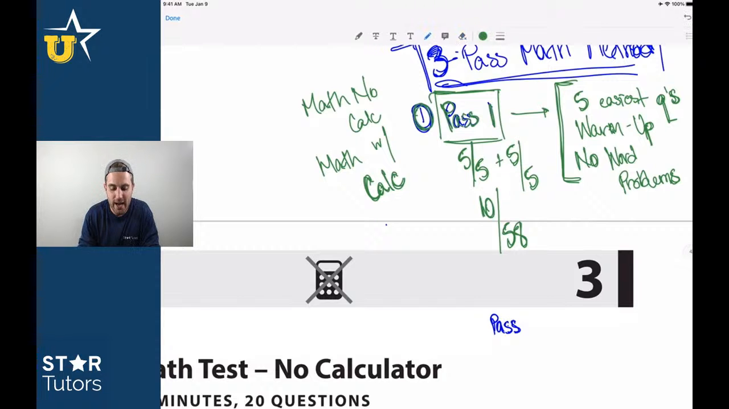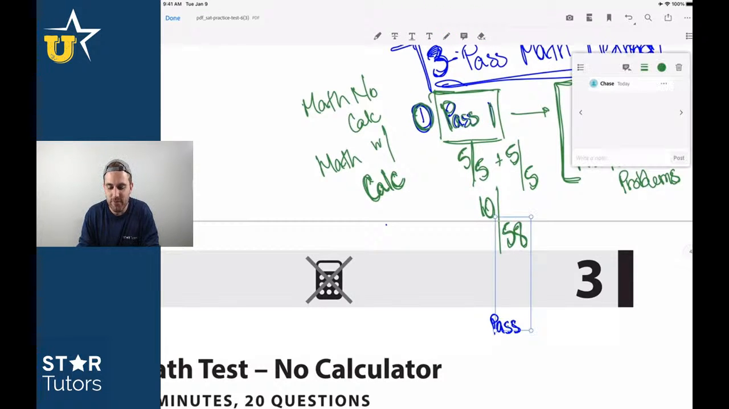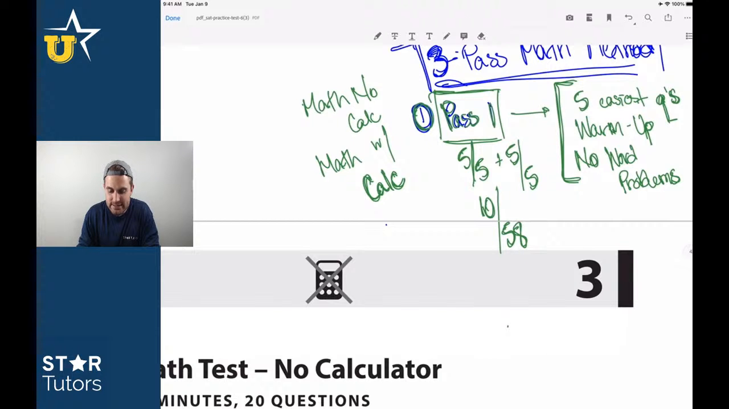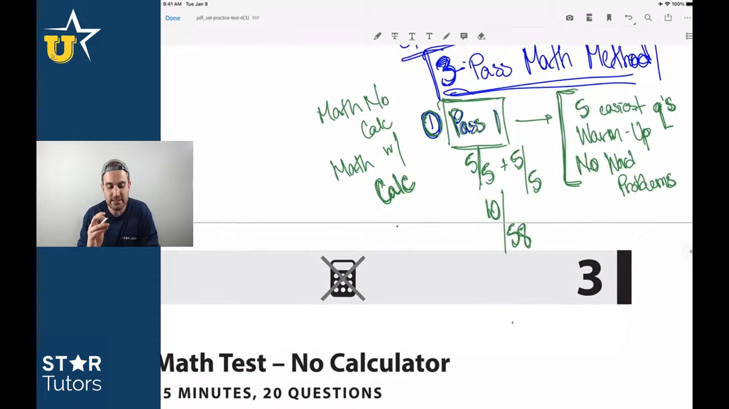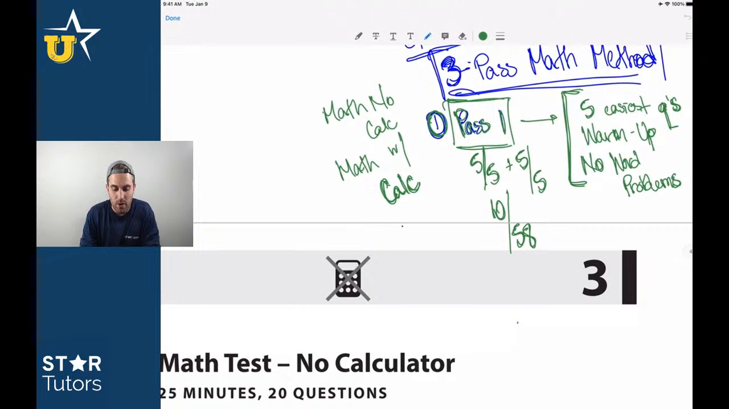Because we're not focused on the single hardest question that we could possibly be focused on, and we're not focused on a word problem, right? Instead, we're focused on questions that are really easy and really straightforward. So that's pass 1.